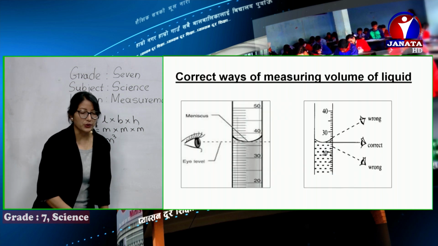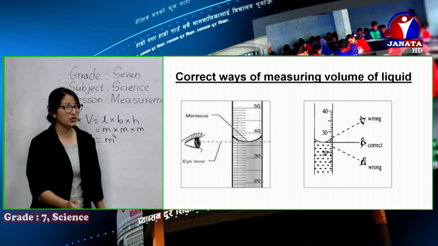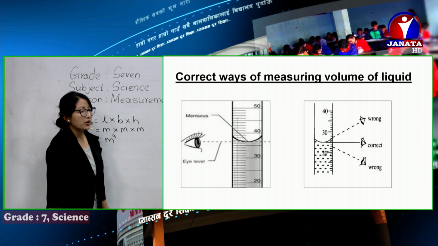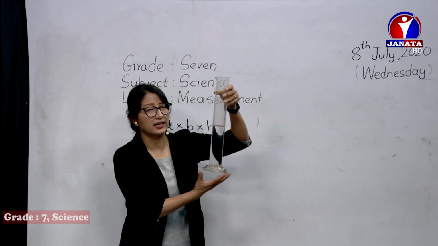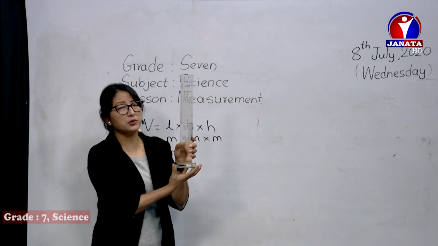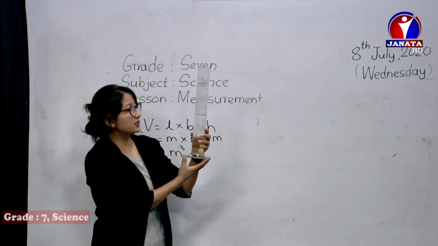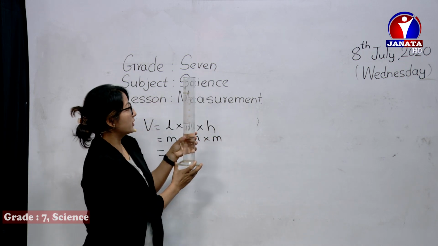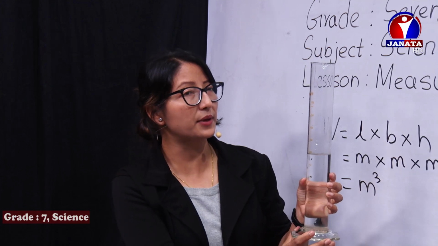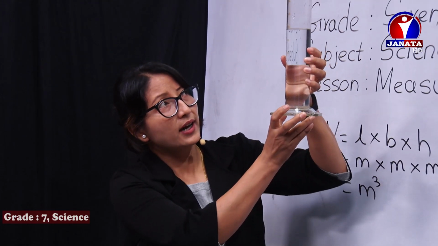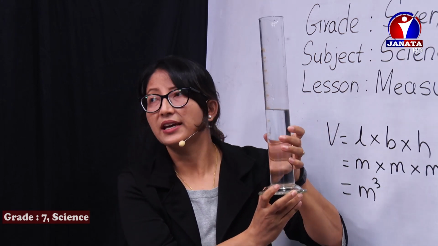Then now, the correct ways of measuring the volume of liquid. You can check in the diagram, that's why I was saying, if I hold this in hand and measure, I may not get the correct recording because errors might occur. Like if I see from here, I might feel that it is around 310 ml or 290 ml. If I see from lower, I might feel it's more than 300. It differs.